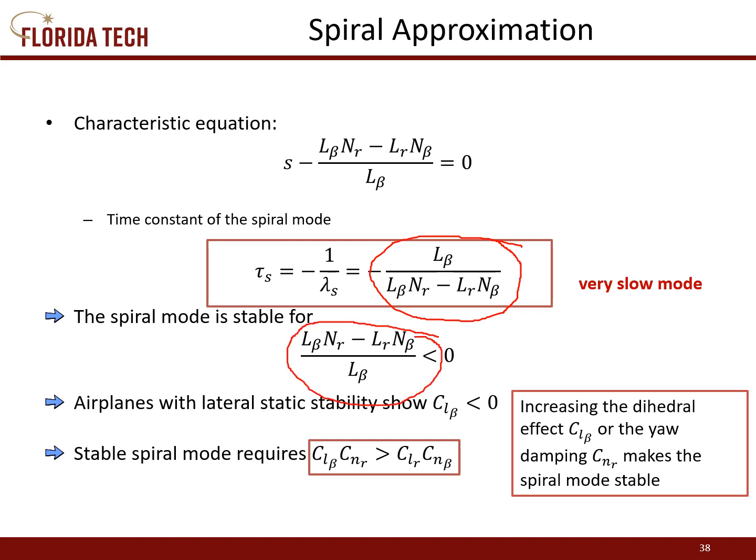We know that CL beta, our lateral static stability criteria, has to be negative. So we can deduce that for the spiral mode to be stable, we need the product of CL beta CNR to be bigger than the product of CLR CN beta. So increasing the dihedral effect CL beta or the yaw damping CNR makes the spiral mode more stable.